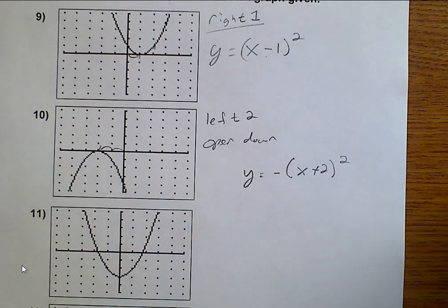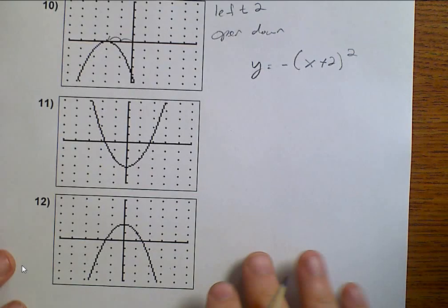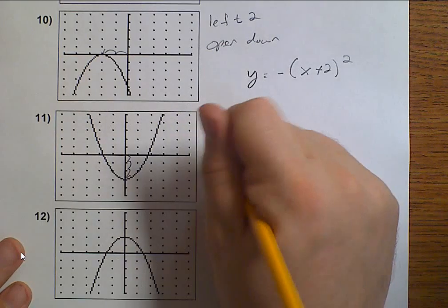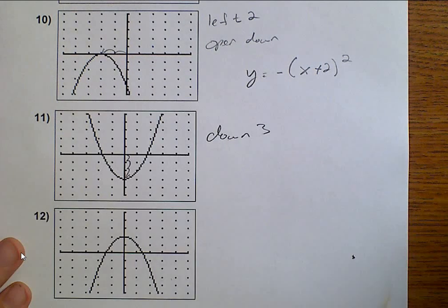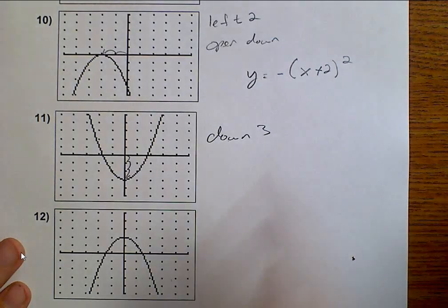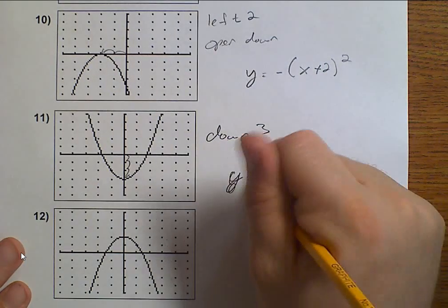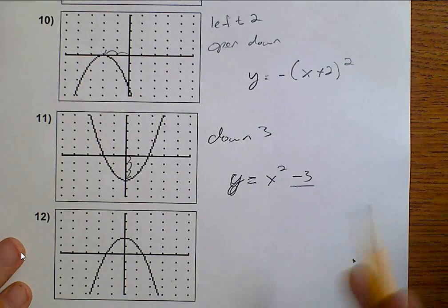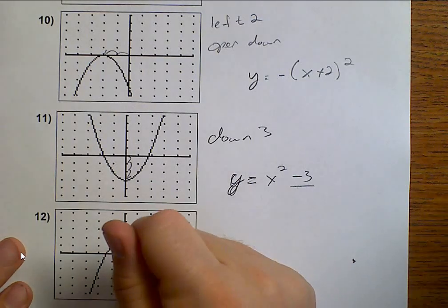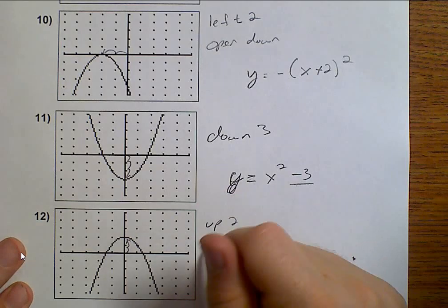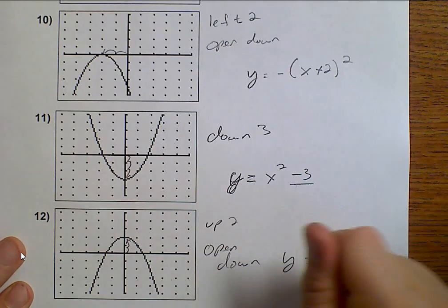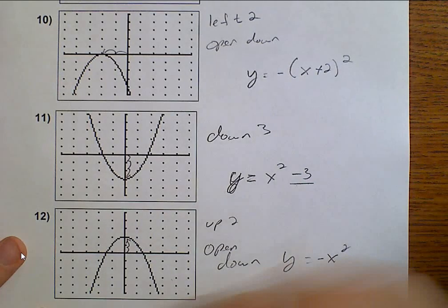Now I take a look at number 11. We've moved down by 3. This is opening just the same as all these other ones, so we don't need to worry about that. So y equals x squared minus 3. This time it is outside the parentheses because we moved down. And number 12, we moved up 2, and we're opening down. So that means that y equals negative x squared plus 2.